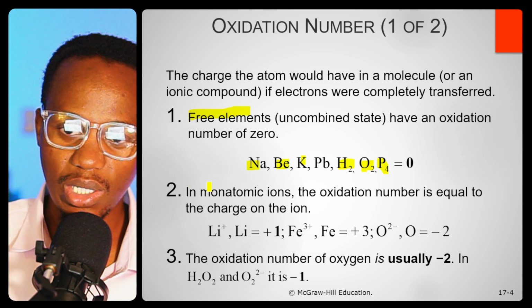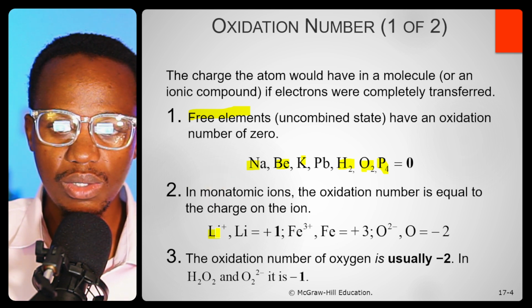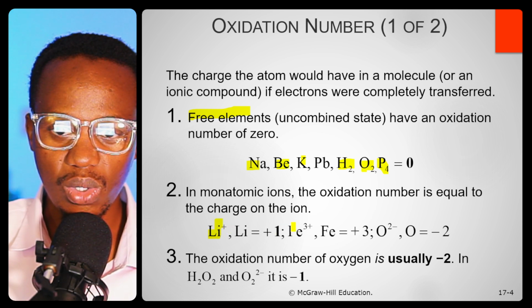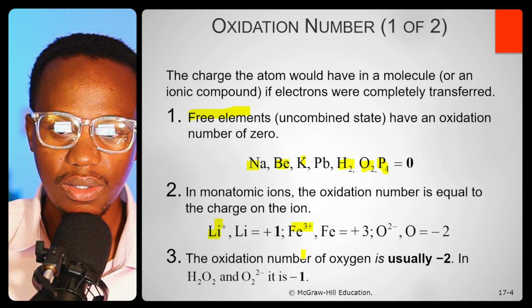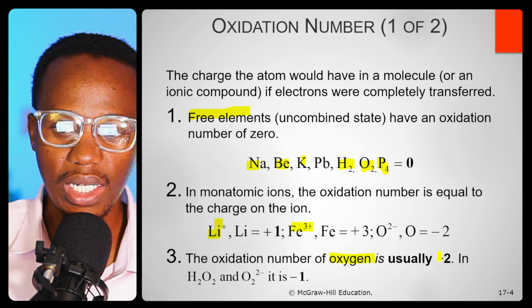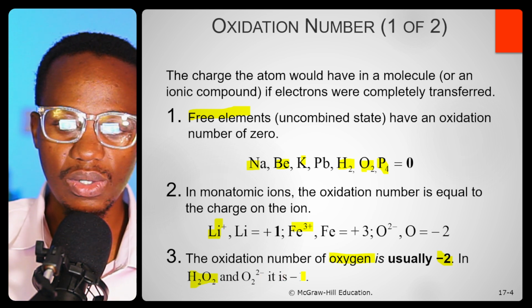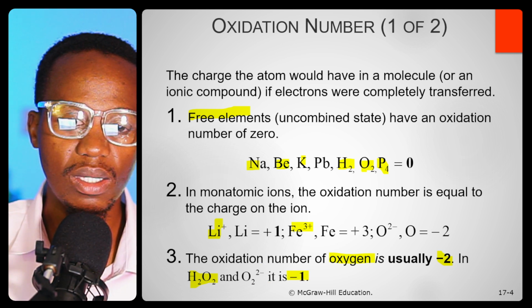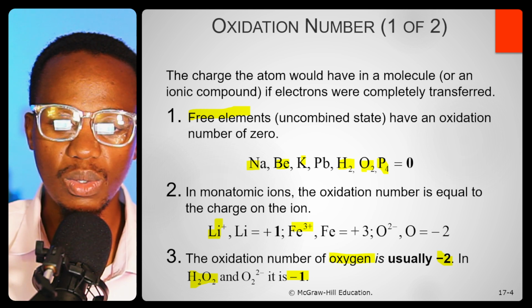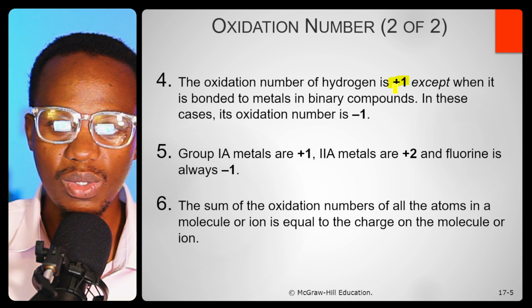Now, in a monoatomic ion, the oxidation number will be the charge. We should know the charges of the ions. And then the oxidation number of oxygen is usually -2 most of the time. Sometimes, in something like H2O2, we violate that rule and the oxidation number is -1, but most of the time it's -2. Hydrogen is most of the time +1.